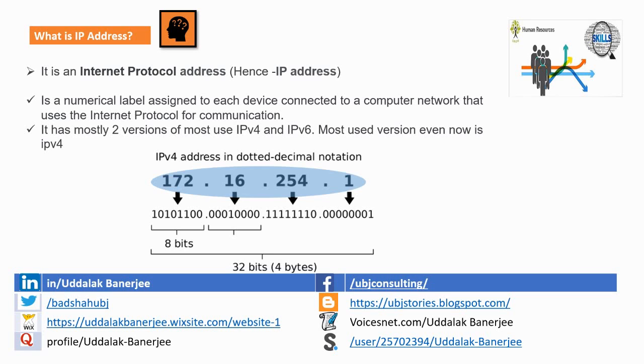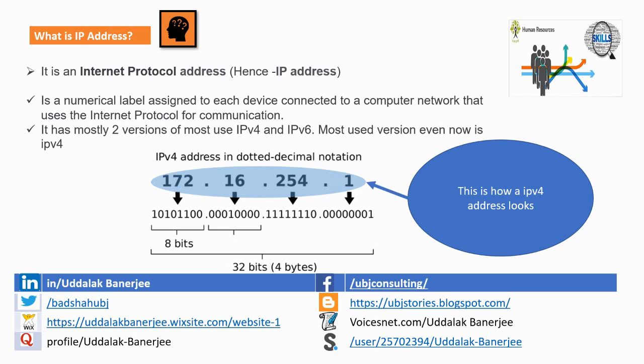It's just for a vision that this is how the four numbers stack, and what is the meaning of these numbers. It's just a binary code corresponding to that. So this is how IPv4 addresses look.